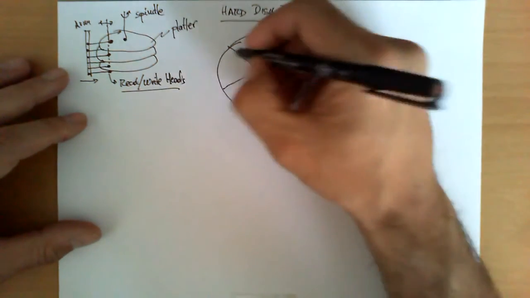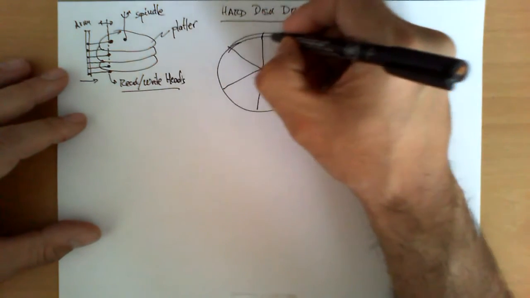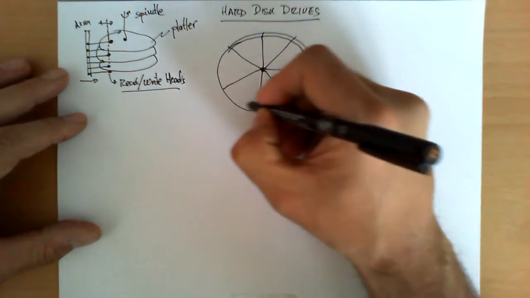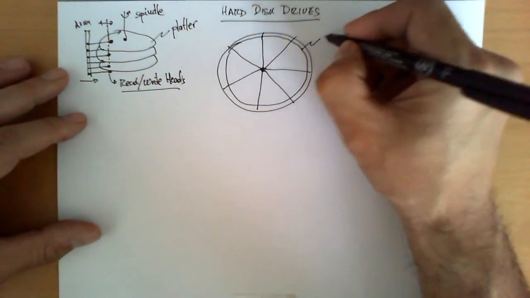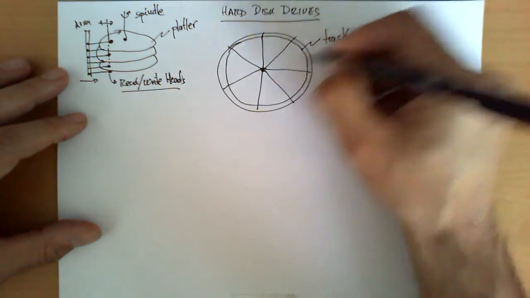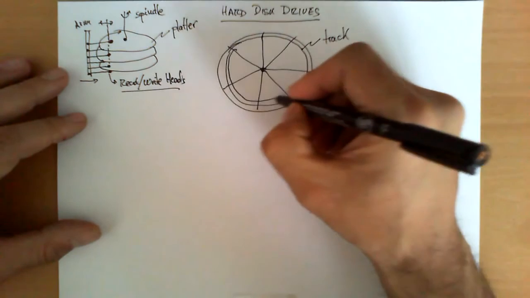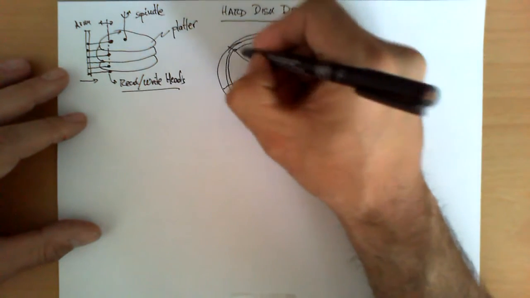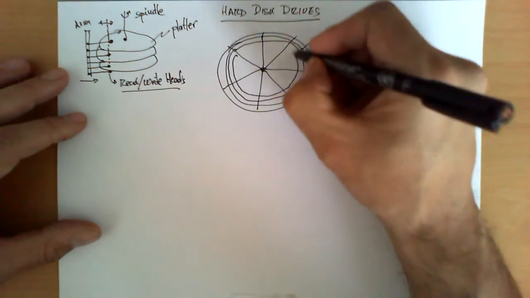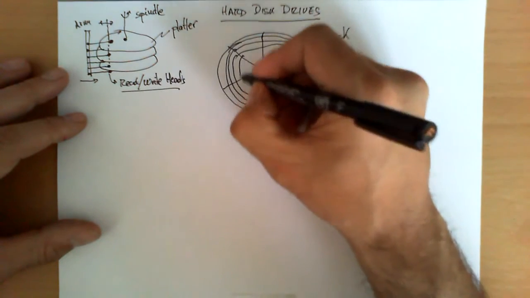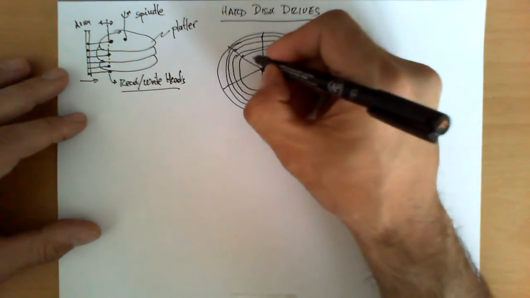Each one of these surfaces, in both sides, has what we see here as concentric circles, which is the notion of a track. So this is what is called a track. And again, it's another parameter that varies from manufacturer to manufacturer, but each platter has a certain number of tracks per surface, and all of them are concentric.